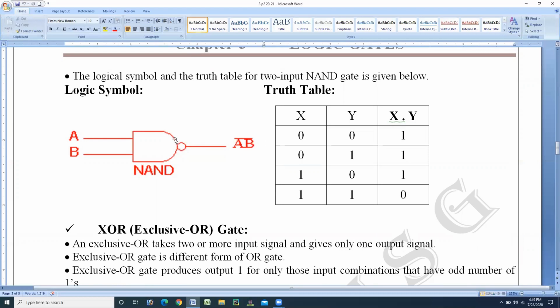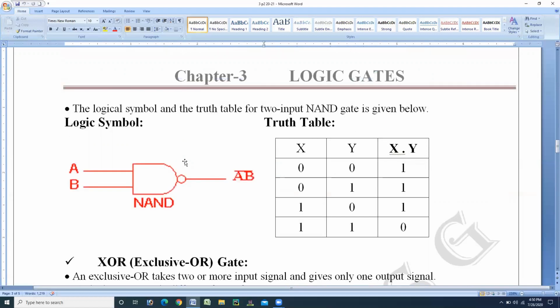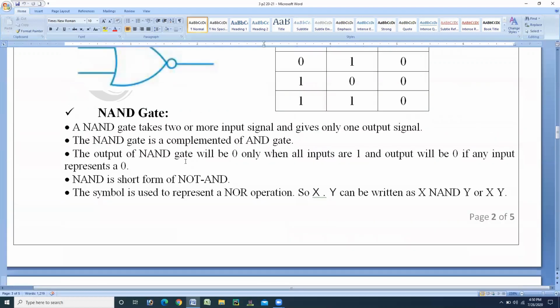Whatever input we give for this logic symbol, it first performs the AND operation, then it performs the NOT operation. We know that AND gate performs logical multiplication. When that multiplied value is given as input for the NOT gate, the output we get is the product in complemented form. So we'll see now in detail, right? We'll go by the explanation part first.